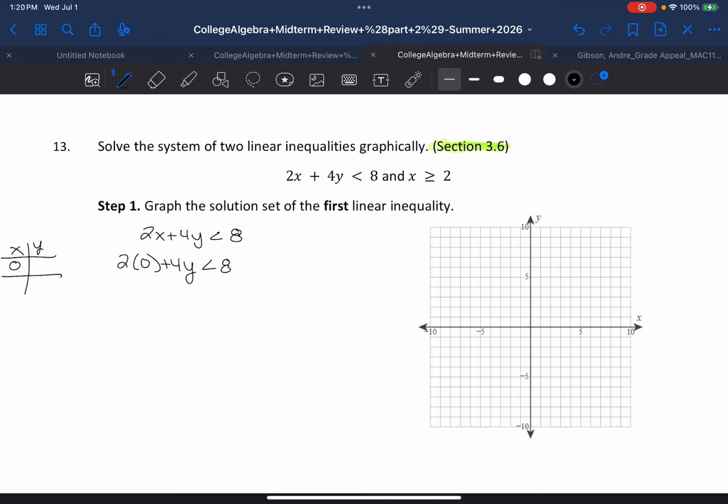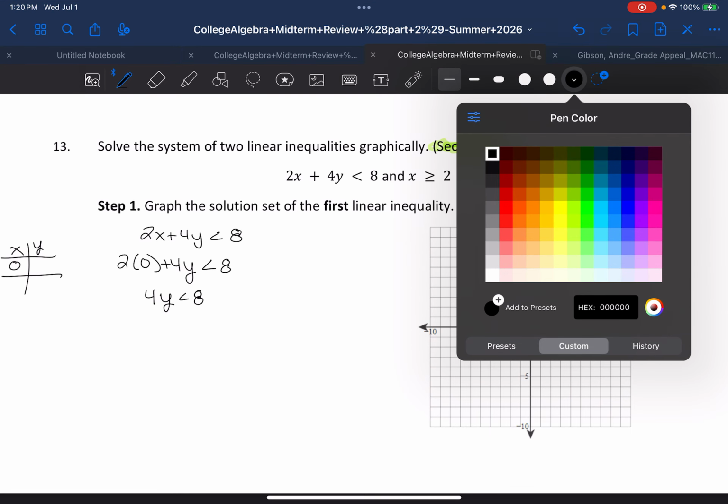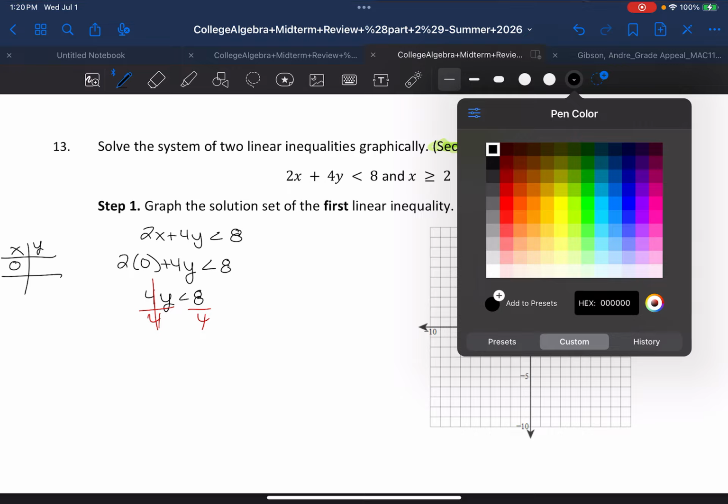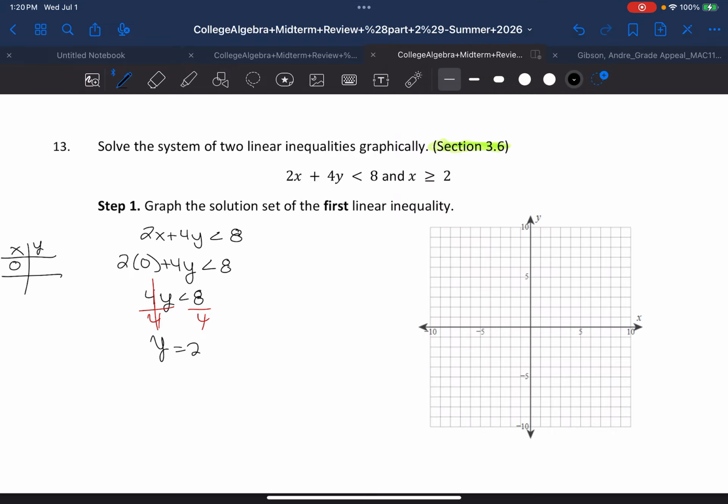Find out what y is equal to when x is 0. So 2 times 0 is 0, which leaves me with 4y is less than 8. Divide by 4. So y is equal to 2. Now again, you can replace this with an equal sign while you're finding points. That inequality doesn't really matter here yet.